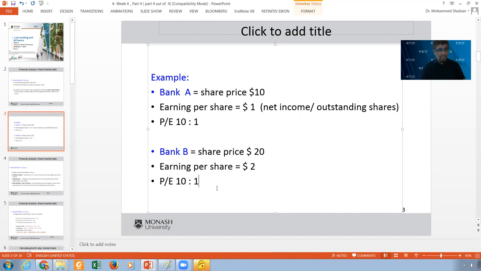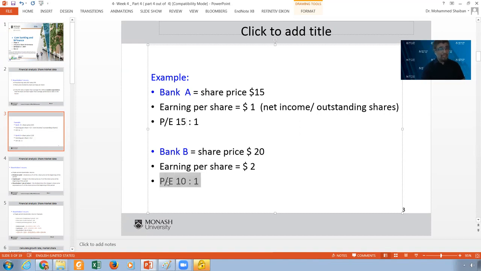If suddenly in the second year, Bank B is still earning 2 for the price of 20, and Bank A is still earning 1, but the price of Bank A is suddenly going to 15. Now the PE for Bank A is becoming 15 to 1 in the second year, while the other is still 10 to 1.